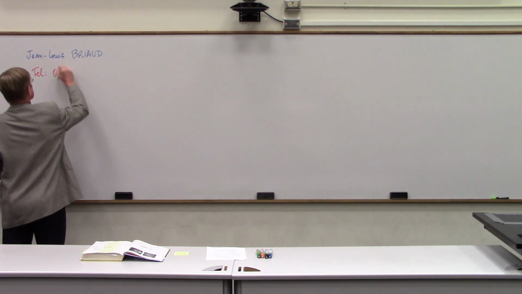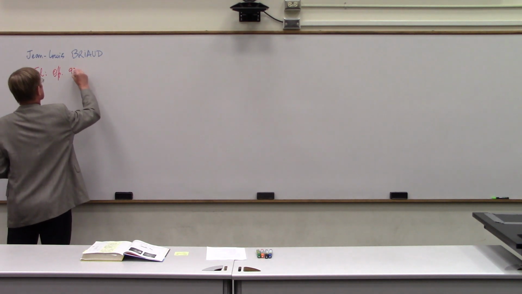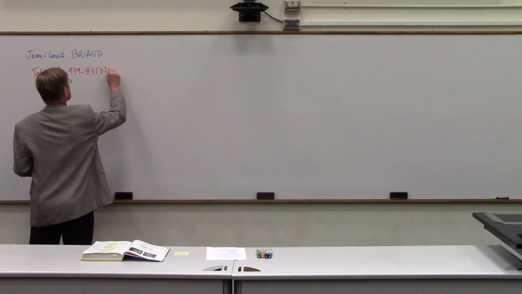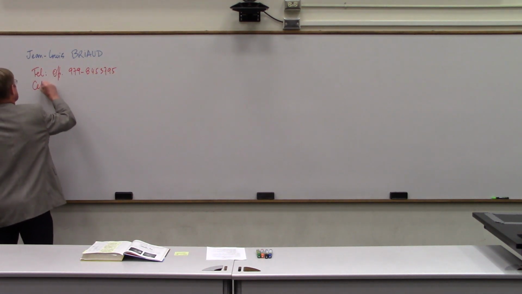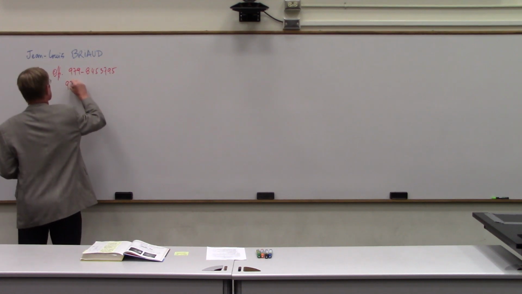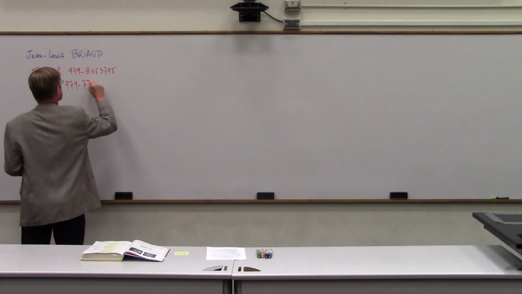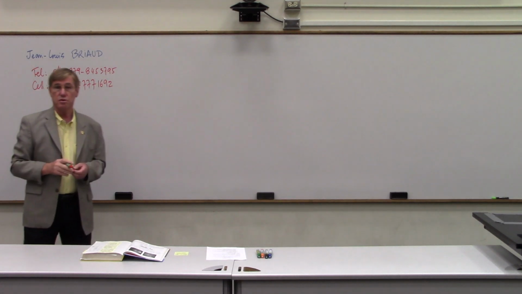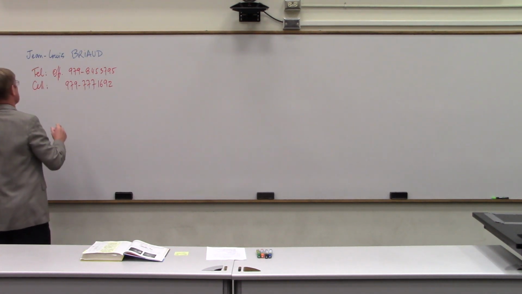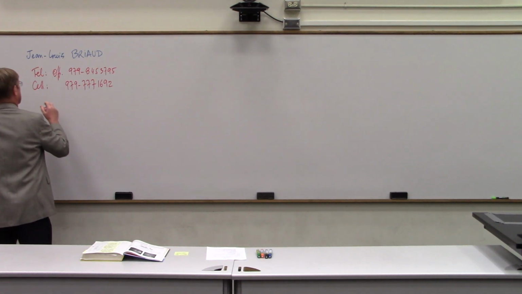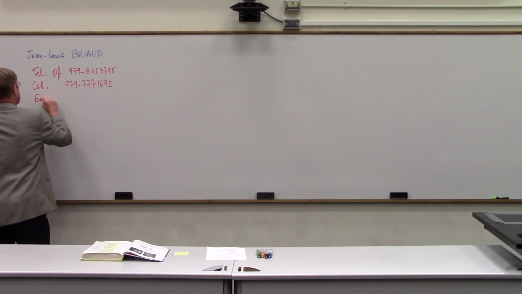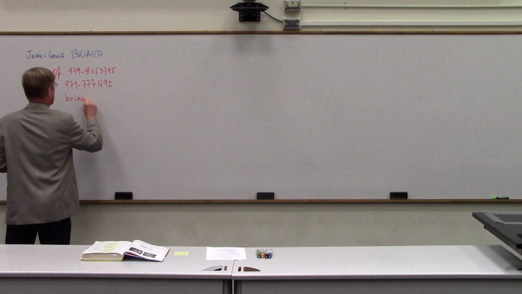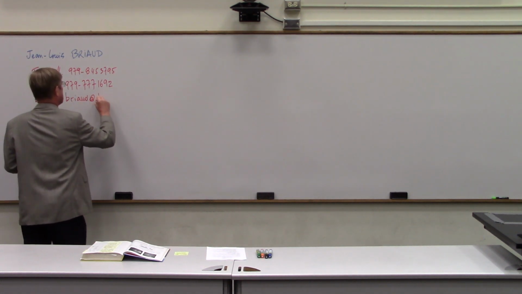So at the office, it's 979-845-3795. And this is my cell phone, 979-777-1692. And I don't mind you calling me on my cell phone or even texting if you prefer. And email as well. And all this is on the syllabus, but I wanted to write it. So it's Briaud@tamu.edu.